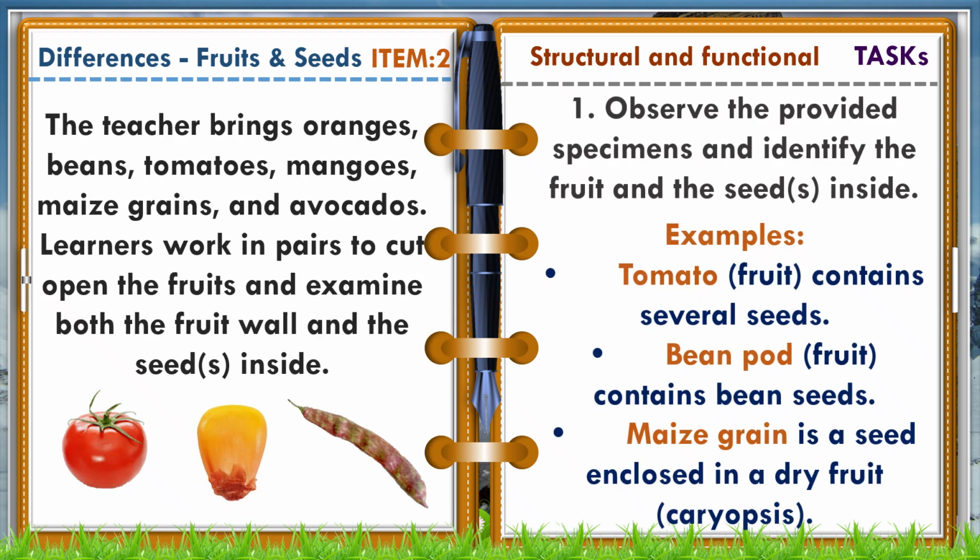Examples. Tomato, a fruit, contains several seeds. The bean pod, which is a fruit, contains bean seeds. The maize grain, which is a seed, enclosed in a dry fruit, caryopsis.